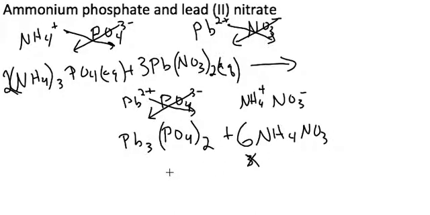Now we need to look in the solubility table to see what our resulting products are as far as solubility goes. Any ammonium ion pairs are soluble, and any nitrate ion pairs are soluble. So this will be aqueous. And most phosphates are not soluble, and most lead compounds are not soluble. So this will be a solid. So we will make a precipitate, and that precipitate will be lead-2 phosphate.